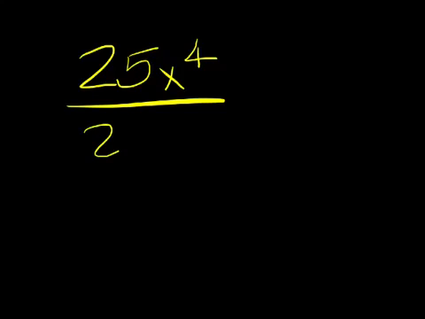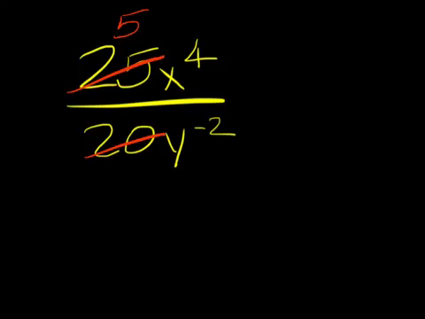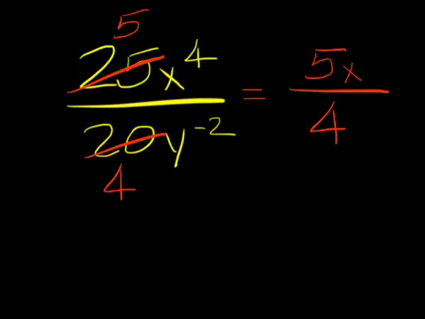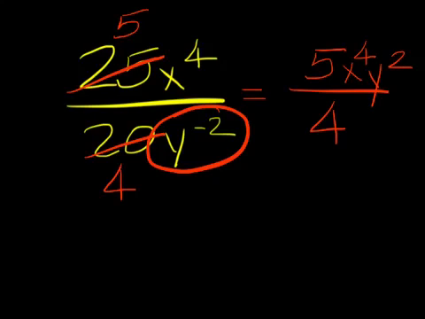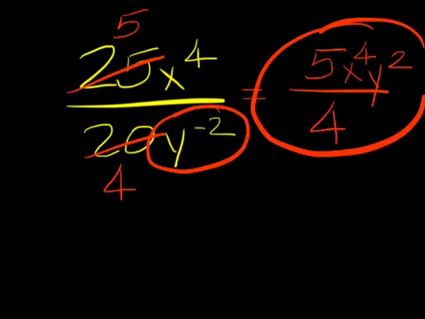Practice problem. 25 x to the fourth over 20 y to the negative second. The solution to the practice is that 5 goes into 25 5 times and into 20 4 times. So you start out with a 5 over 4. Now x to the fourth is positive, it doesn't move. Y to the negative second goes to the top and becomes y to the positive second. Bonus problem.